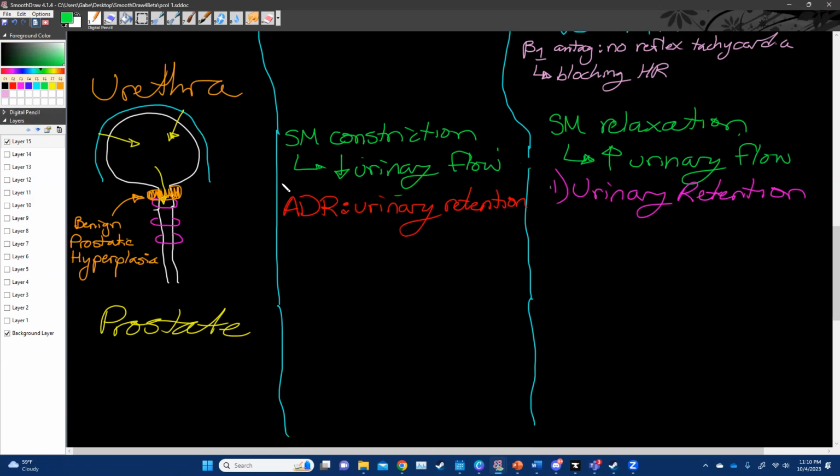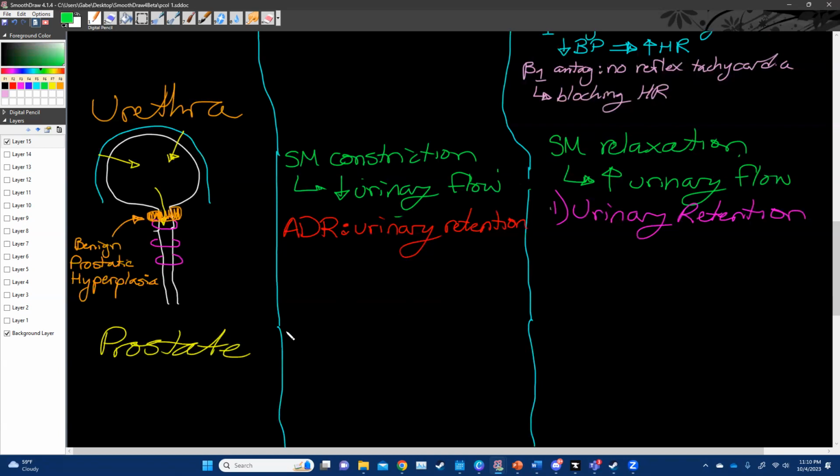So for the alpha-1 receptors in the prostate, once again, you get smooth muscle constriction, which would decrease urinary outflow.